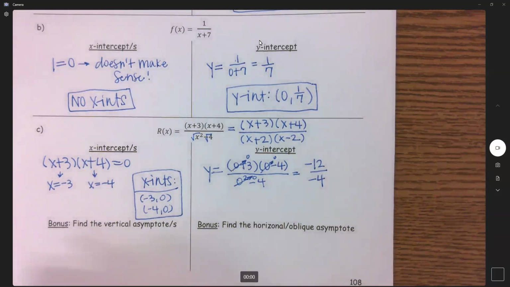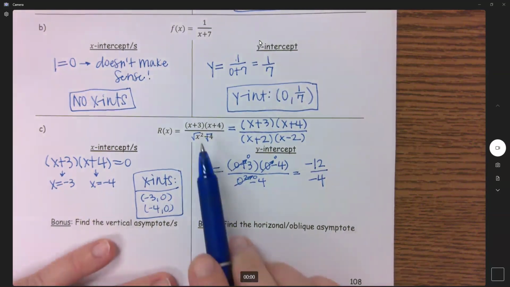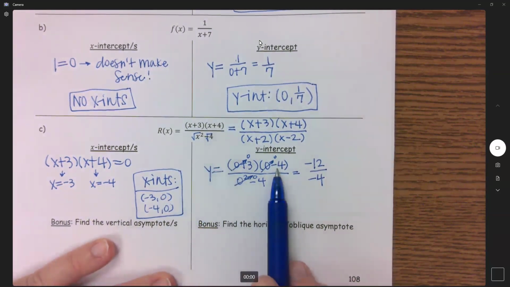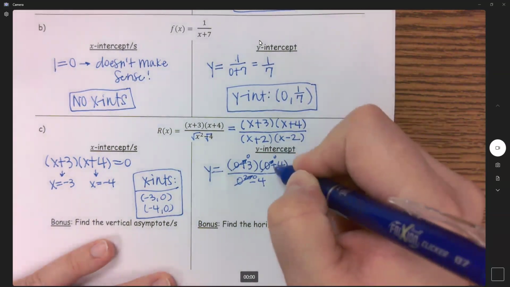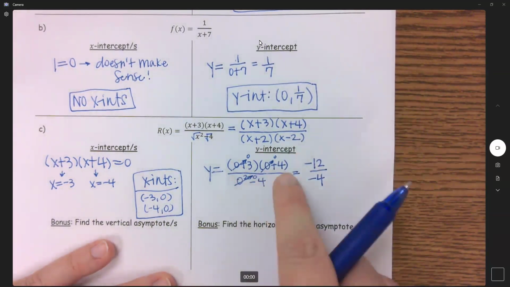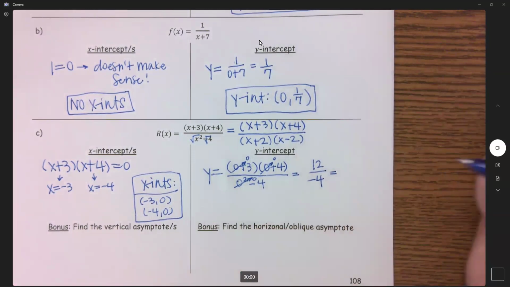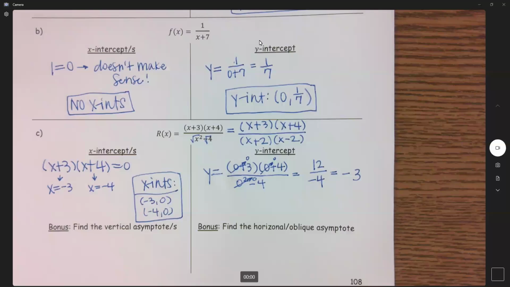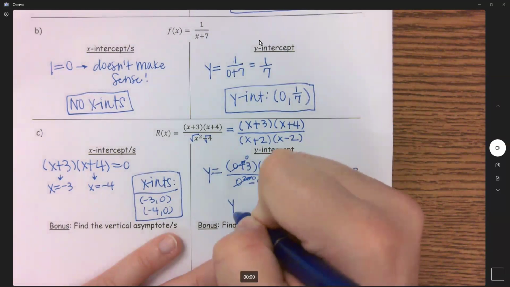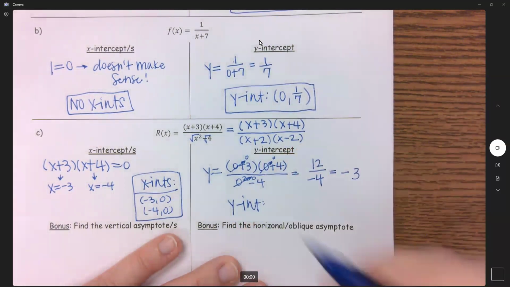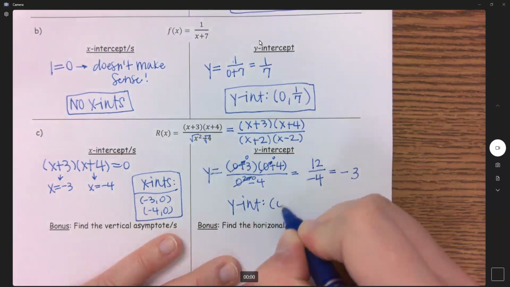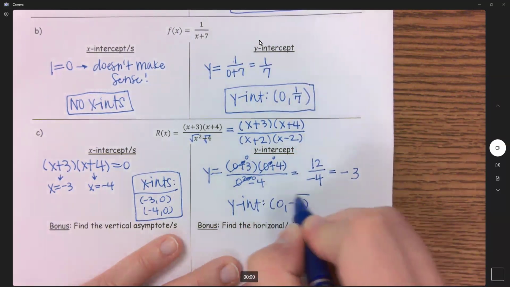And goodness, if this wasn't the end of the video, I would start over. I've messed up a little bit again. This is x plus 4, and I wrote it as x minus 4. So now when I multiply, I'm multiplying 3 times 4 to get a positive 12. And so we get -3. Whew. Look at the math. Don't listen to what I said on that one. So therefore, my y-intercept is at the ordered pair 0, -3.